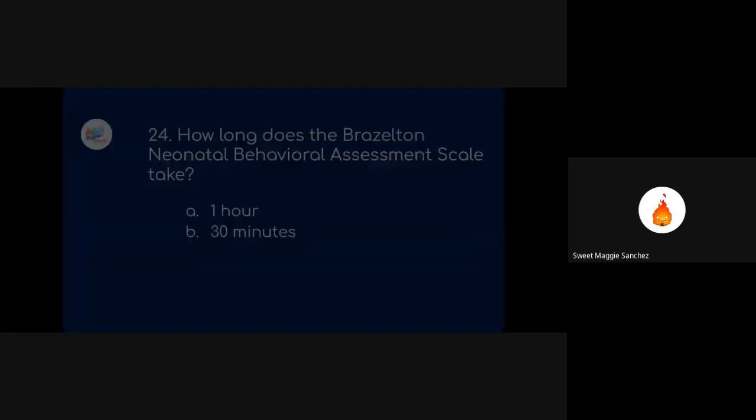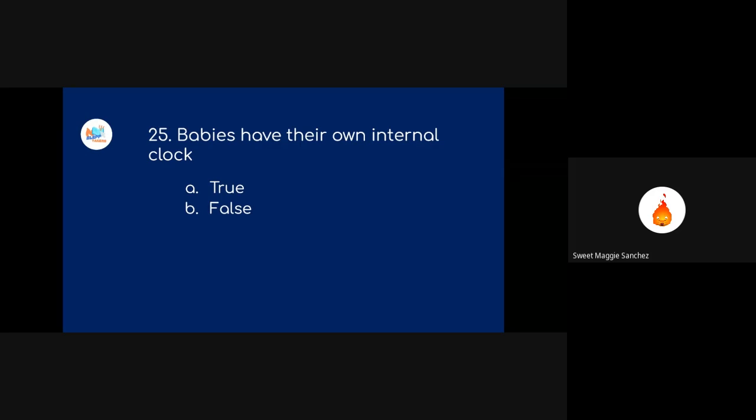Okay, timer stops. Question 25. Babies have their own internal clock. Is it A, true, or B, false?